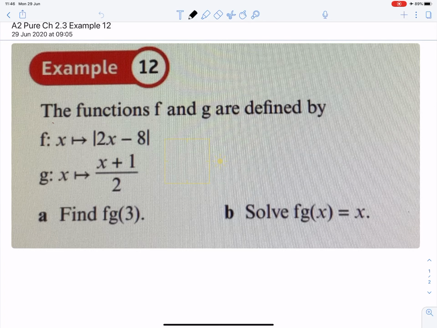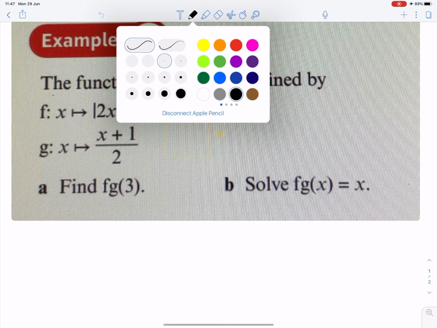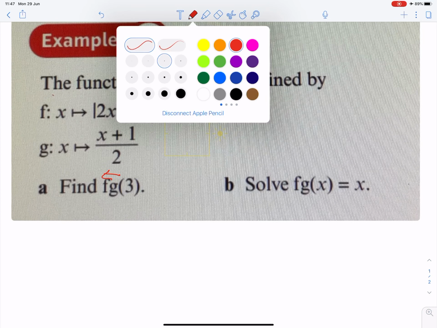So here we go with example 12. The functions f and g are defined by f is such that x is mapped onto the modulus of 2x minus 8, and g is such that x is mapped onto (x plus 1) over 2. Find fg acting on x, and I'm sure you know now that we have to work backwards through these.